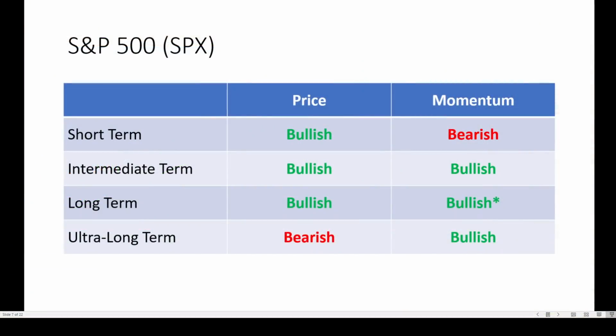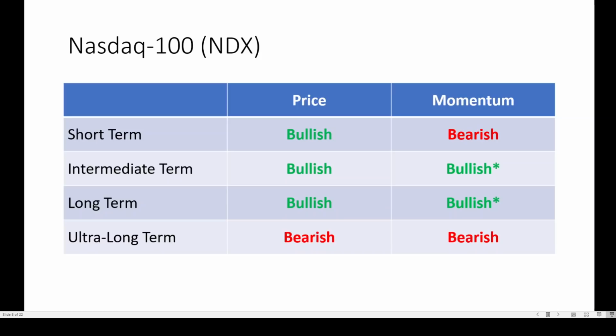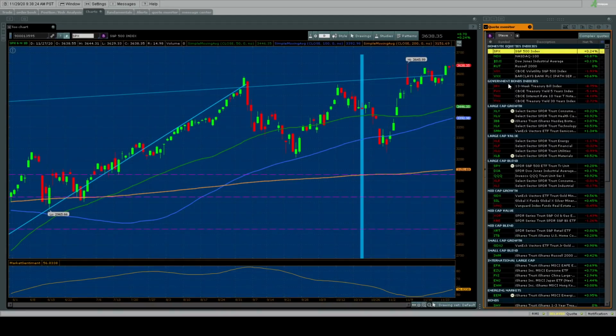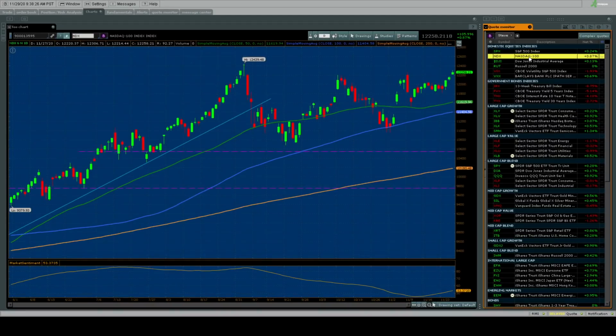Let's go on to the NASDAQ 100. Again, you'll notice not much of a change here. The price action is consistent, bullish across short through long term. No change on the ultra long term momentum. We see intermediate and long term flip to bullish. From a price perspective, we should just see about the same thing, except the NASDAQ is near its all-time closing high, but it is not at its all-time closing high like the S&P 500.